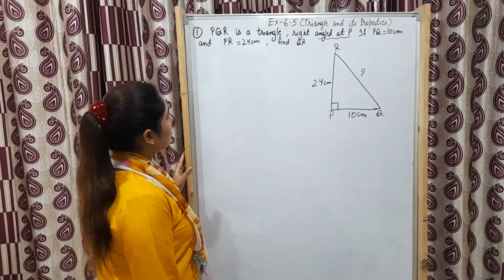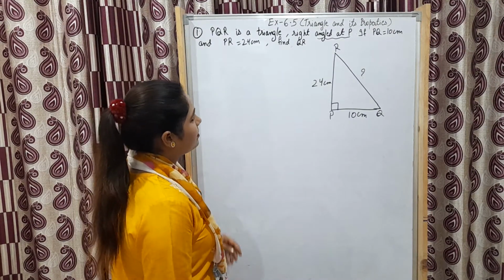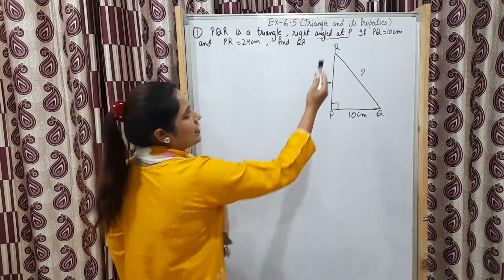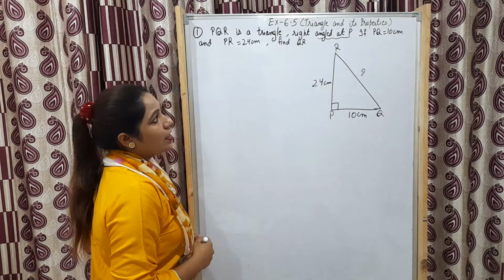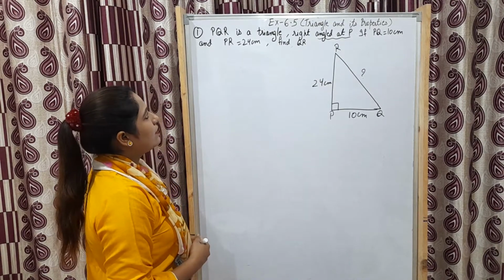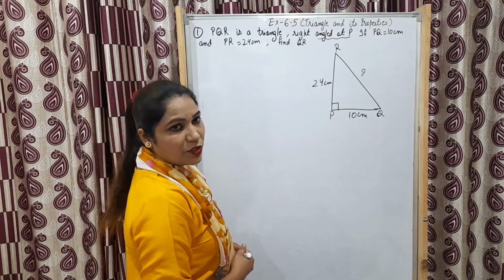First question, see the student. PQR is a triangle, right angle at P. Now it is given it is right angle at P. If PQ is 10 centimeter and PR is 24, find QR.